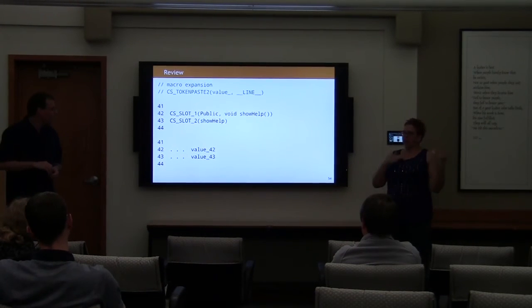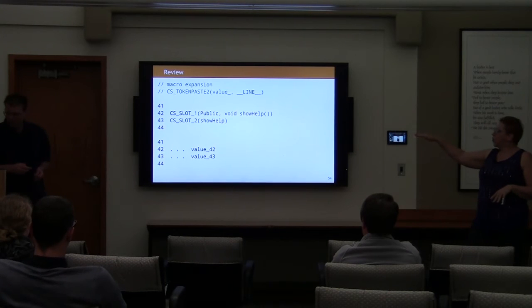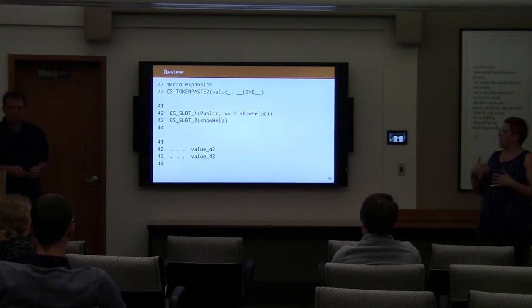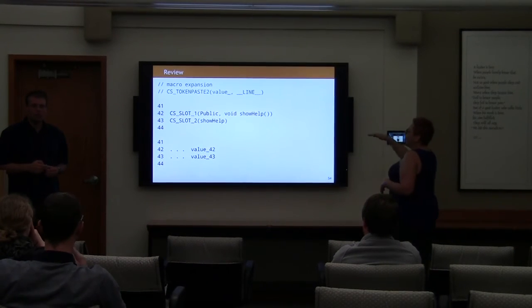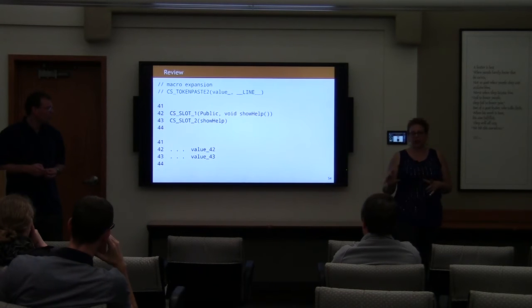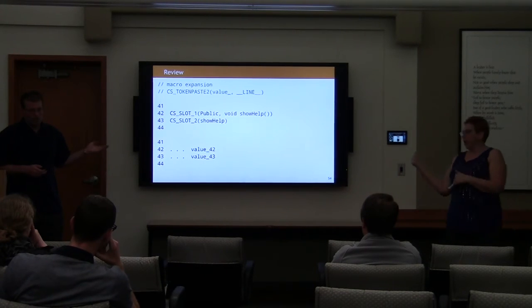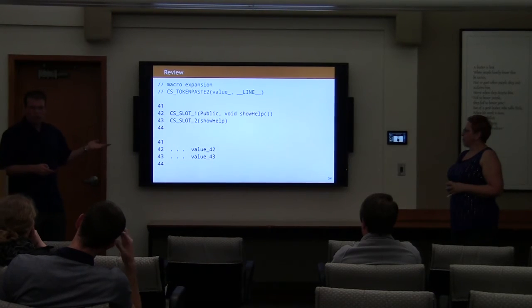I just wanted to mention, in case people haven't worked with macros as much, what we're using in here is where we were showing in the H file, and we're showing just the CS slot 1 and CS slot 2. It's on line 42 and 43, so that just evaluates to value 42 and value 43. We need that on the next slide. Just wanted to remind people how that works. We just need this to generate unique names.